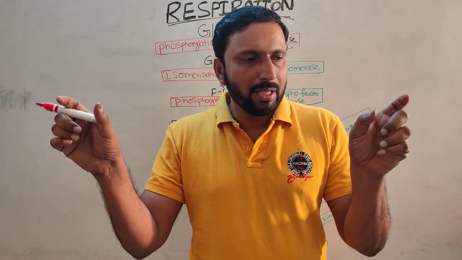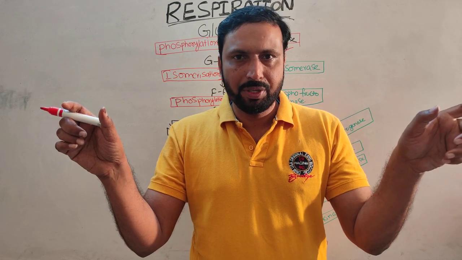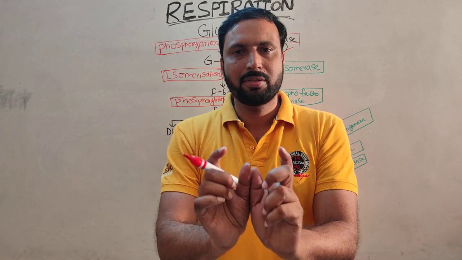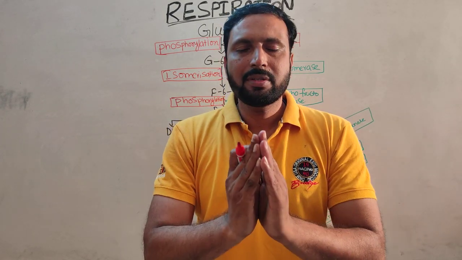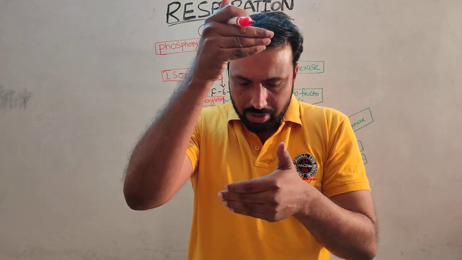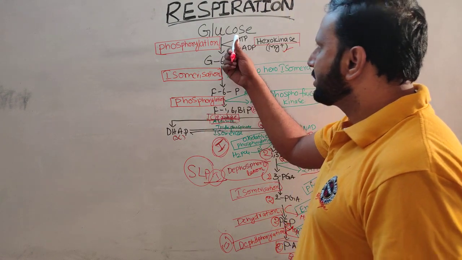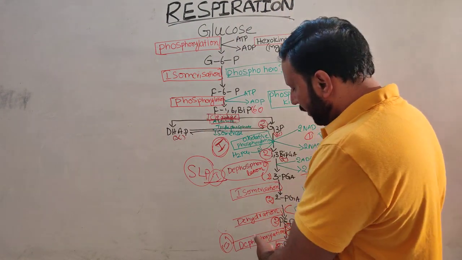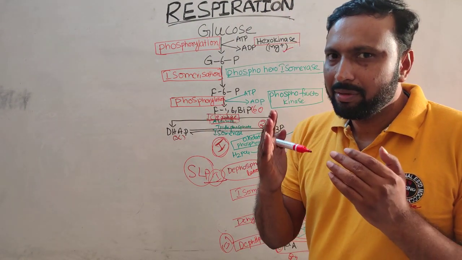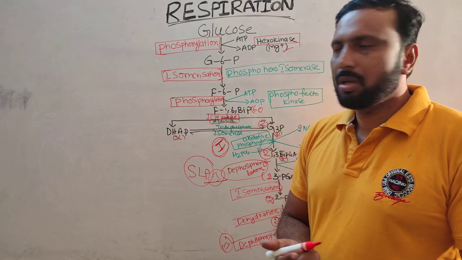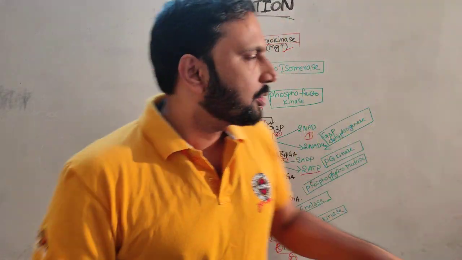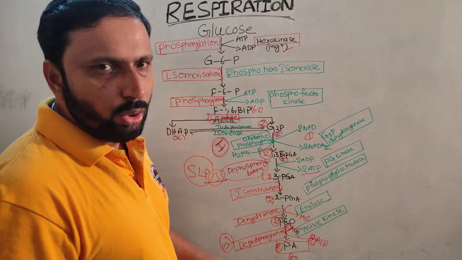But in both aerobic respiration and anaerobic respiration, the common process is glycolysis. Glycolysis means glucose is converted into two molecules of pyruvic acid. In each glucose, six carbons are present, but in each pyruvic acid, three carbons are present. Now the process: the first substance is glucose.